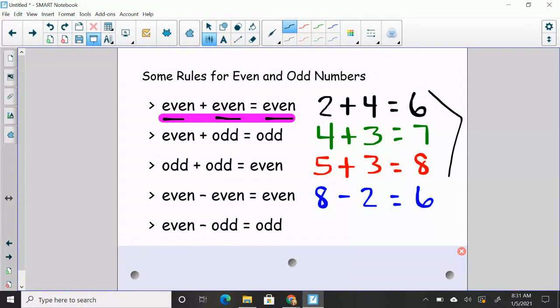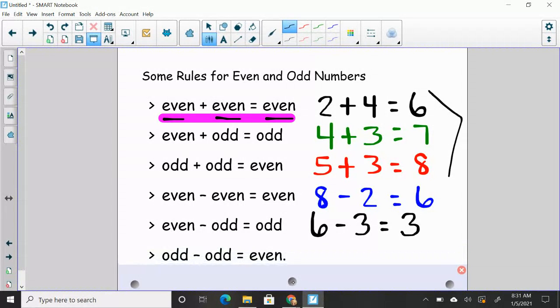Even minus odd, let's say 6 minus 3. There's my even number minus my odd number. 6 minus 3 is 3. That results in an odd number. And then an odd minus an odd will result in an even number. So try it out. So 7 minus 3 equals 4.